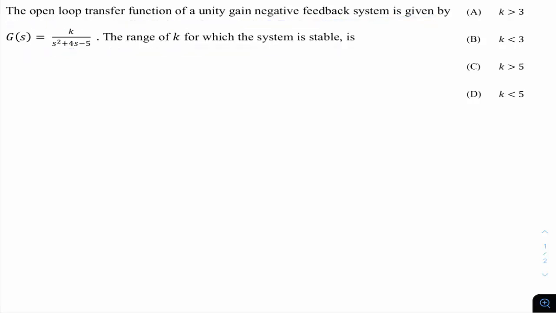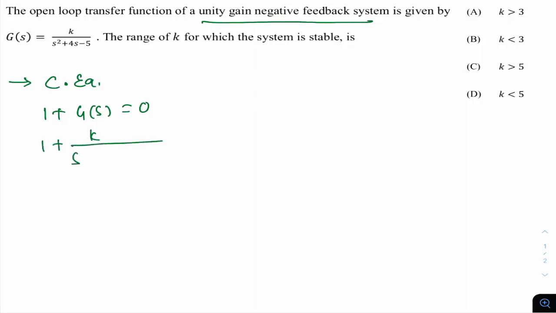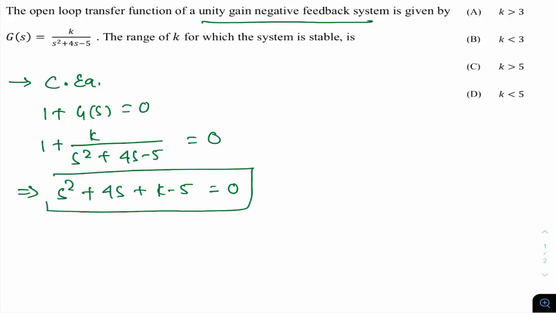So it's a unity gain negative feedback system, and in a unity gain negative feedback system, the characteristic equation is given by 1 plus G(s) equals 0. So that means 1 plus K divided by s square plus 4s minus 5 equals 0. So what is the characteristic equation? This is s square plus 4s plus K minus 5, equals 0.